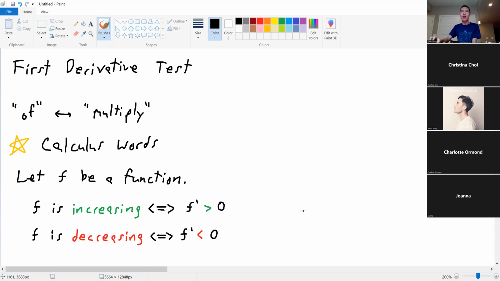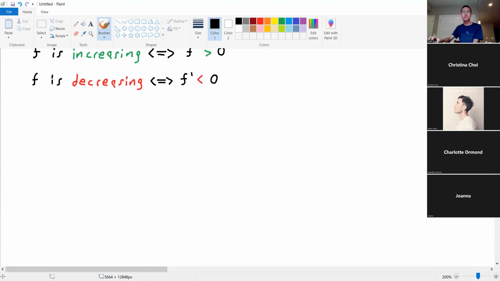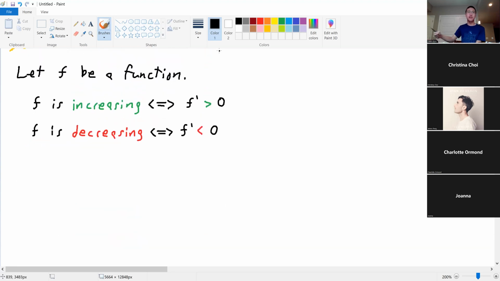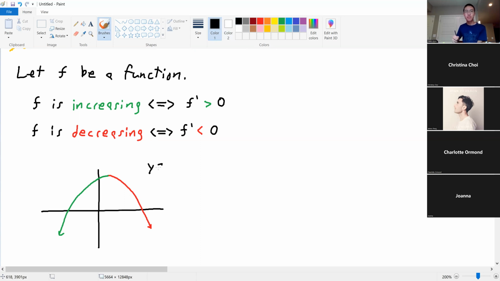So let's take a look at why we assign these words to the way that they are. So here I'm going to sketch a function here. And I've color coded this function. So this is y equals f of x.